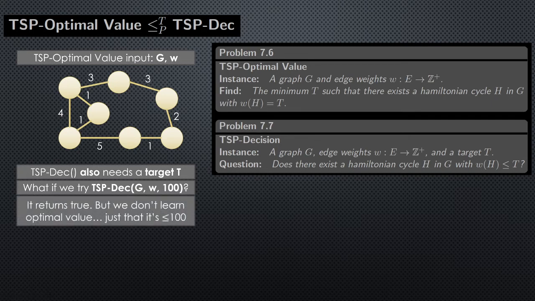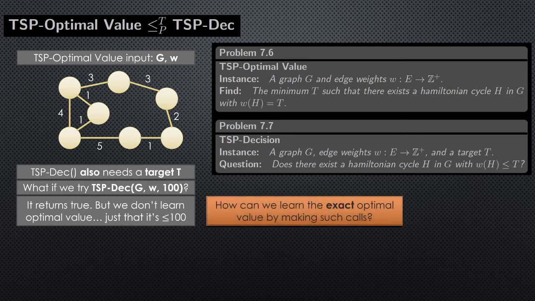But we don't learn the optimal value by calling TSP decision, right? We just learn that the optimal value is less than or equal to 100. So, how can we take this solution further? Should we call TSP decision again? What should the argument be? How should we call TSP decision to solve this problem? So if you want to take a moment to try to solve that, you should pause now.